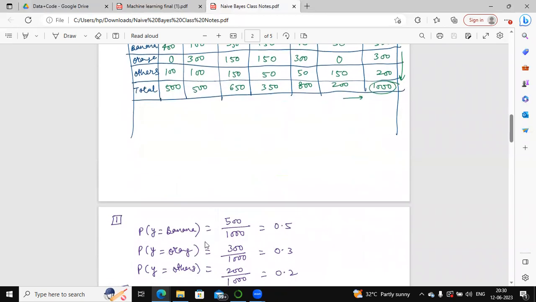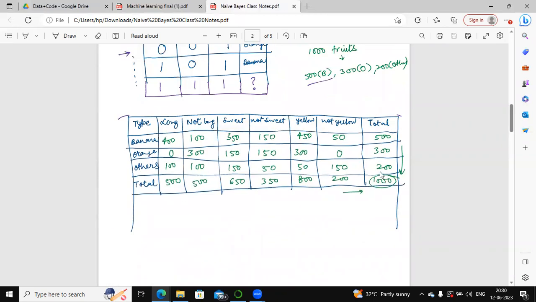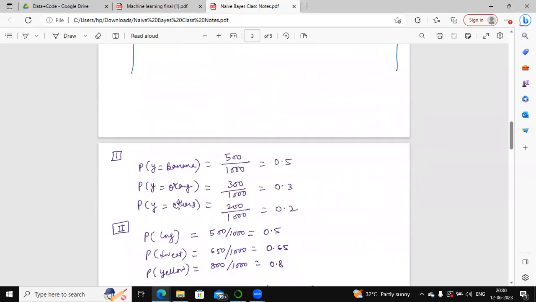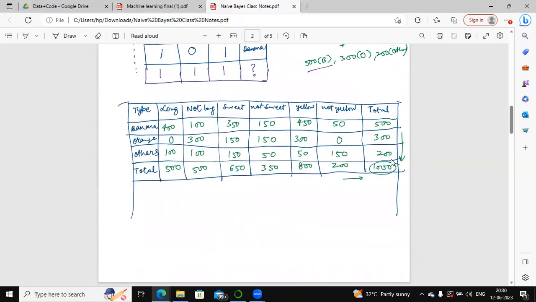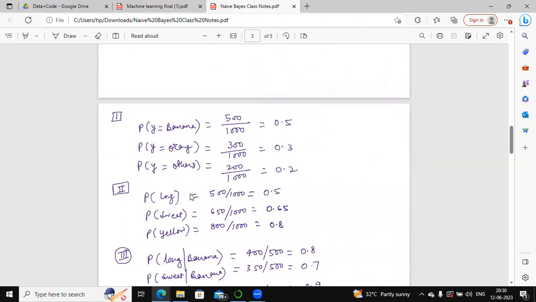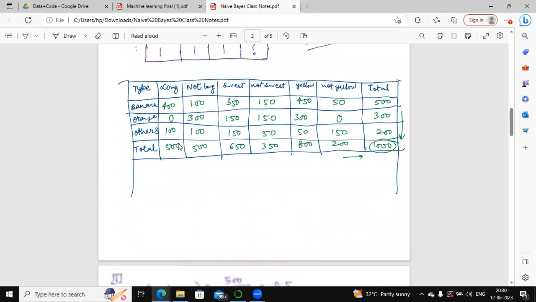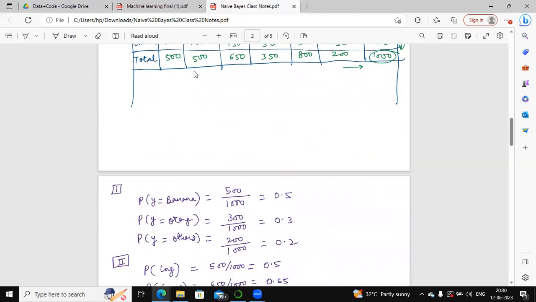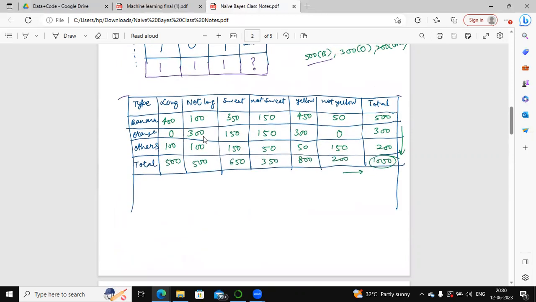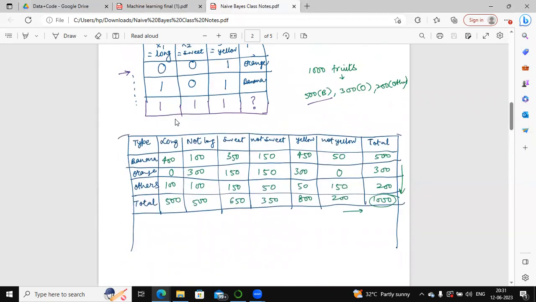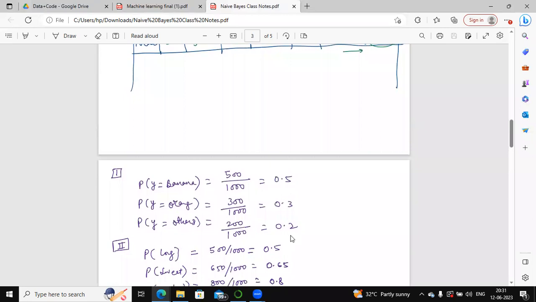Probability of orange: how many oranges? 300, total 1,000, so 300 by 1,000. Similarly for others, 200 by 1,000. Now the probability of long. How many are long? Total long fruits are 400 plus 100, that is 500. 500 by 1,000 is 0.5.